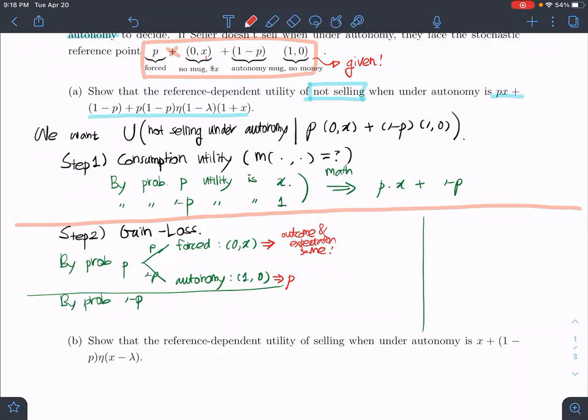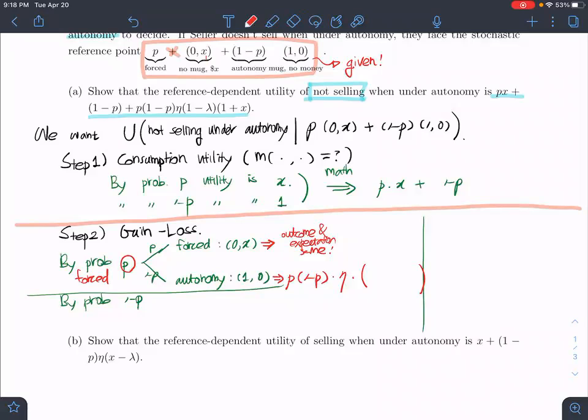So in this case, the initial probability was P. Okay, so I was forced to trade. And then times 1 minus P within this state, I was expecting by probability 1 minus P, and then we multiply by eta to represent gain loss utility. And then we state the value of utility here. So what did I gain and what did I lose compared to my reference point?